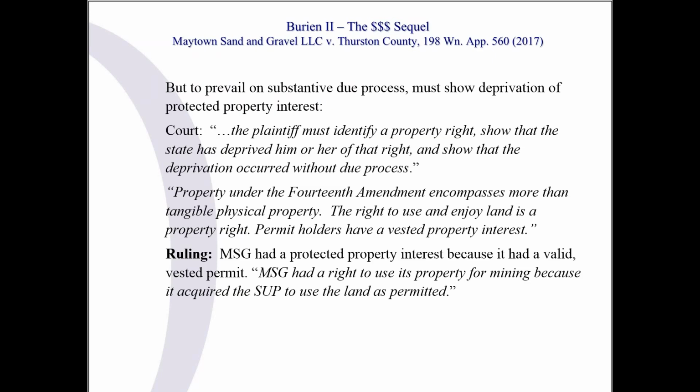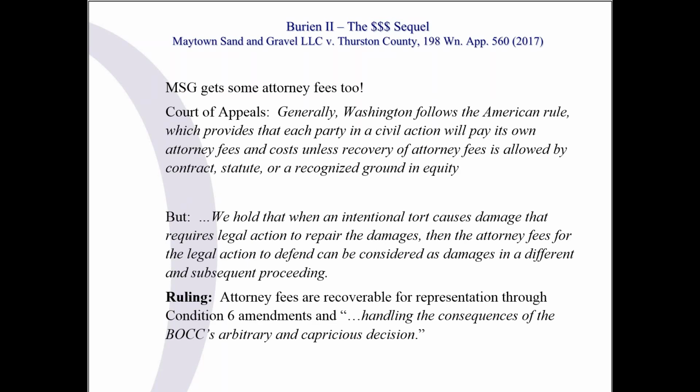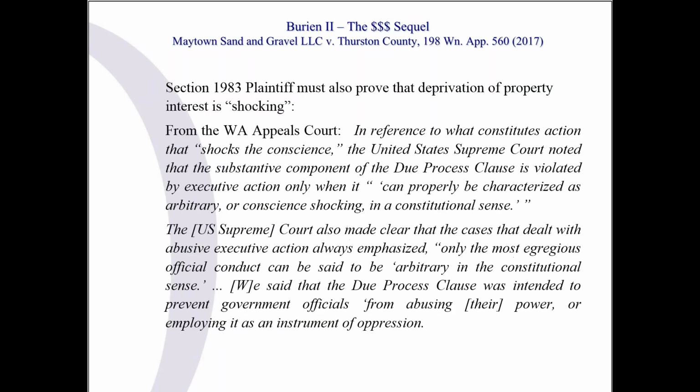And the courts, I'm going to skip over to one of the important parts of that analysis, if I can find that here, yeah, is you must prove that the property right that's deprived was done in a shocking manner. And so because these decisions were made by Thurston County in a manner that at least appeared to a jury to be politically motivated, the court found that sufficiently shocking to be a constitutional violation under Section 1983 claim.